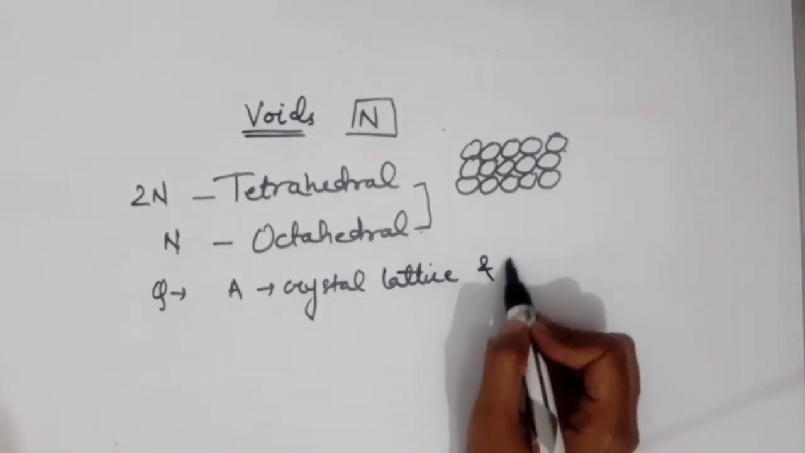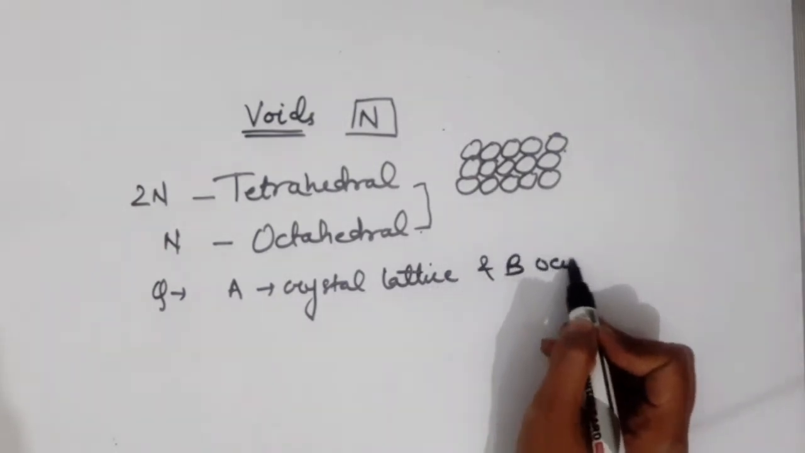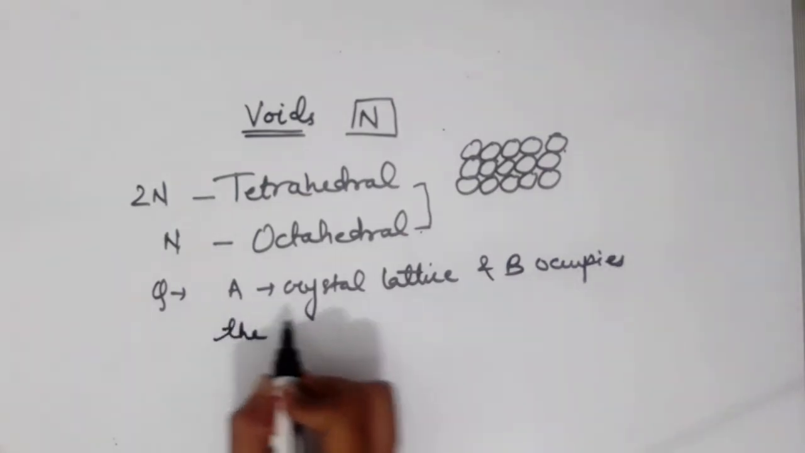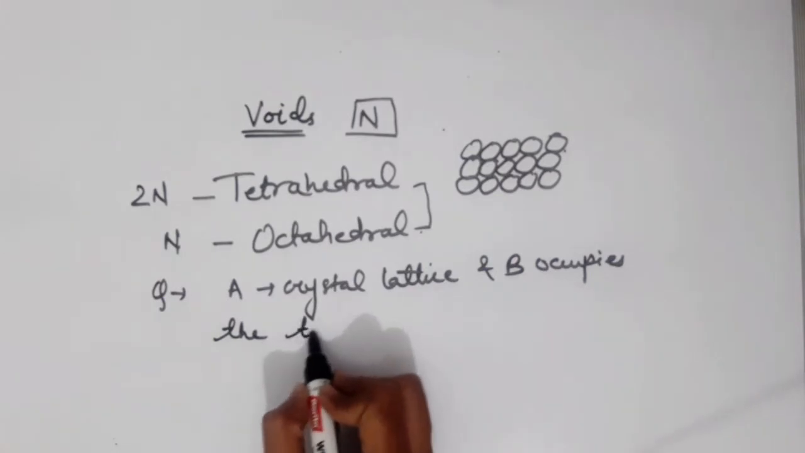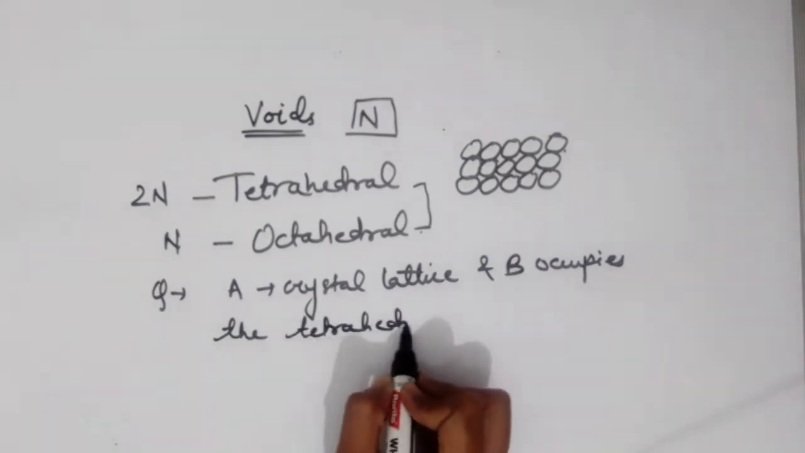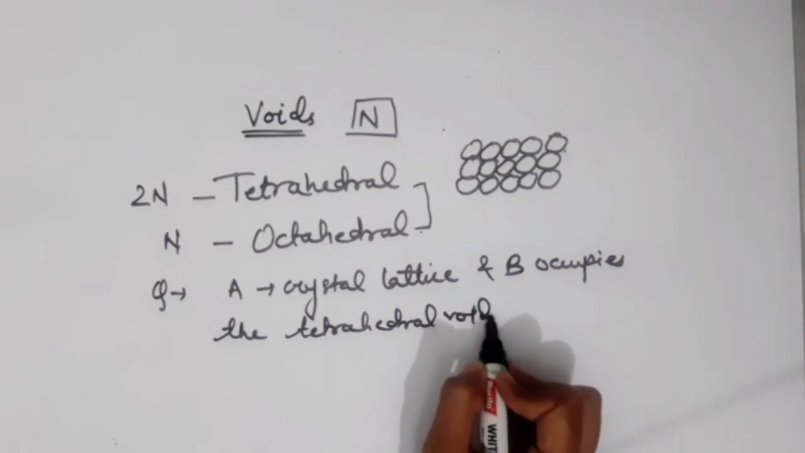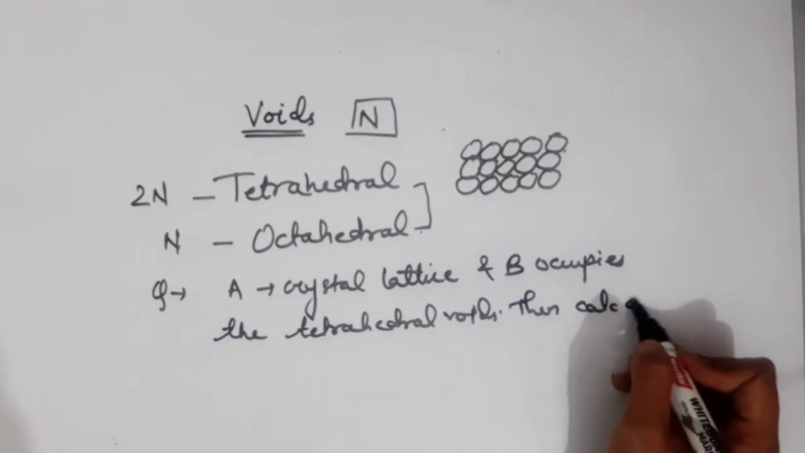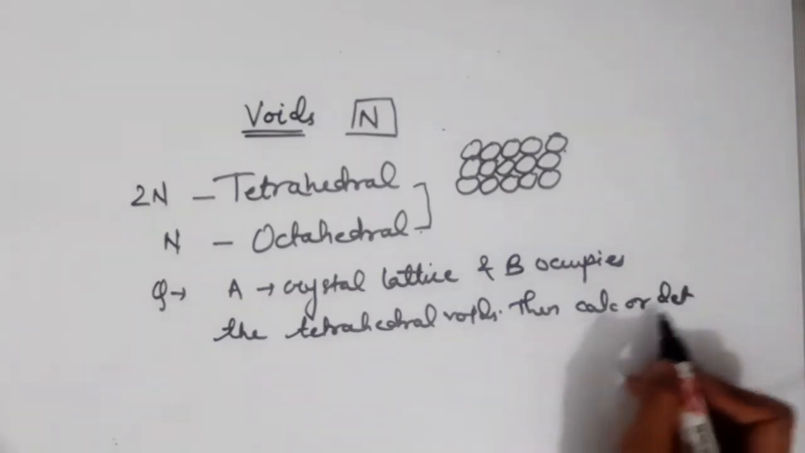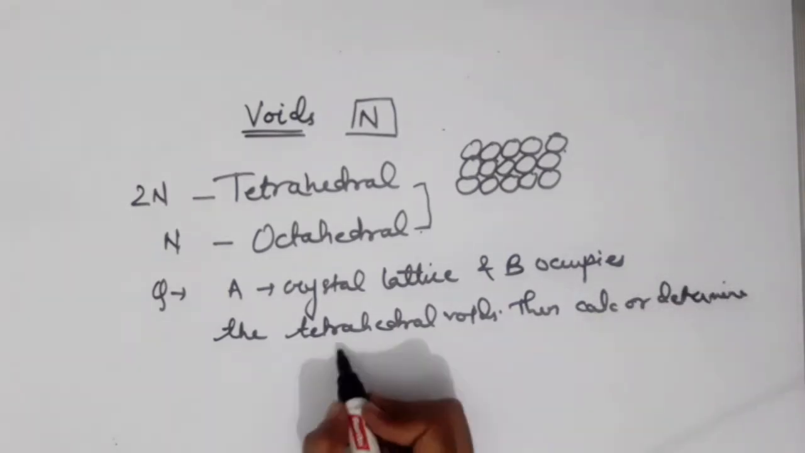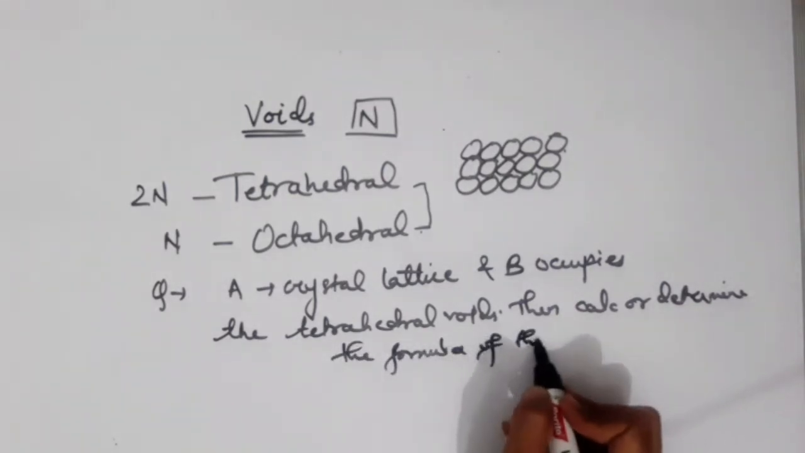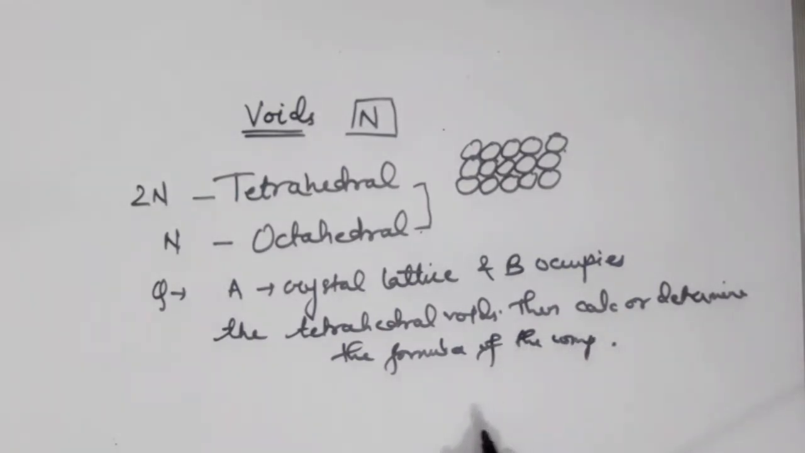So suppose you are given a question where A forms the crystal lattice and B occupies the tetrahedral voids, then calculate or determine the formula of the compound.